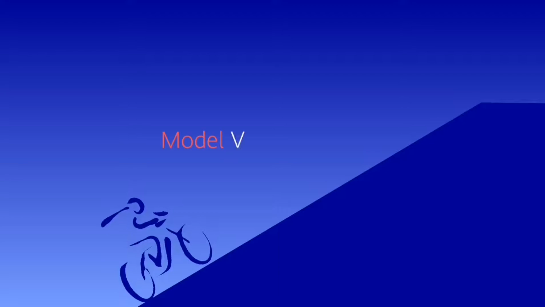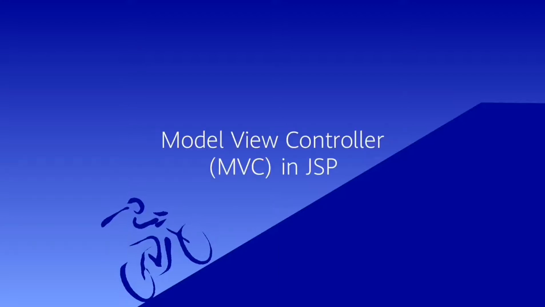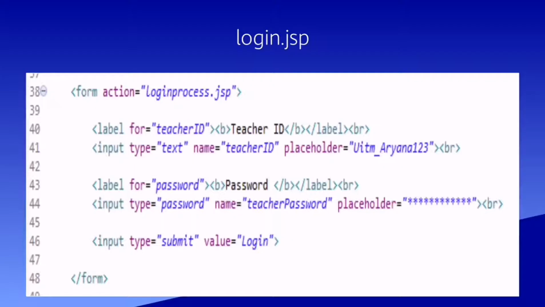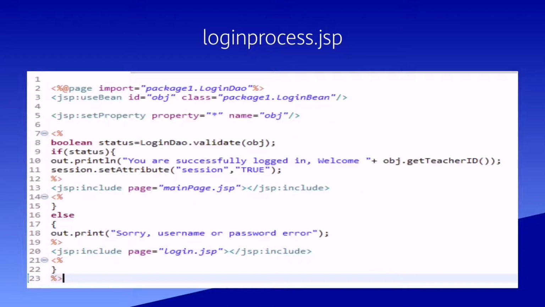Now, I will explain about the Model View Controller (MVC) in JSP that I implement in the system. I implement it in my login. First, I create login.jsp that will get the value from the user, the teacher ID and teacher password. And the action is loginprocess.jsp. For loginprocess.jsp, it is a file that processes the request and calls the method.